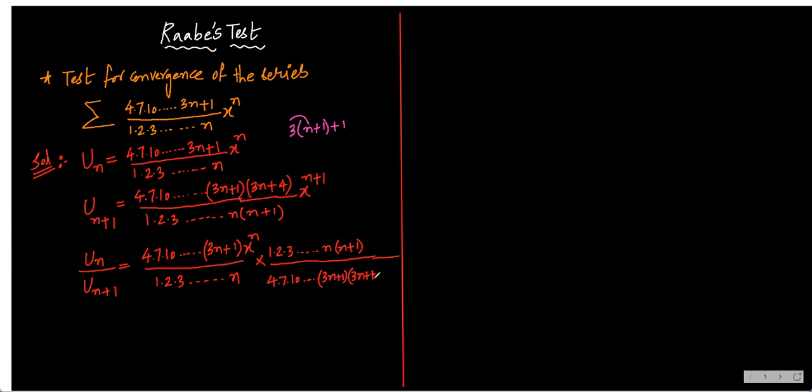If you want, I will write this one more clearly. I will write 3n plus 1 into 3n plus 4 into n plus 1, which can be written as x power n into x power 1, which means x only.